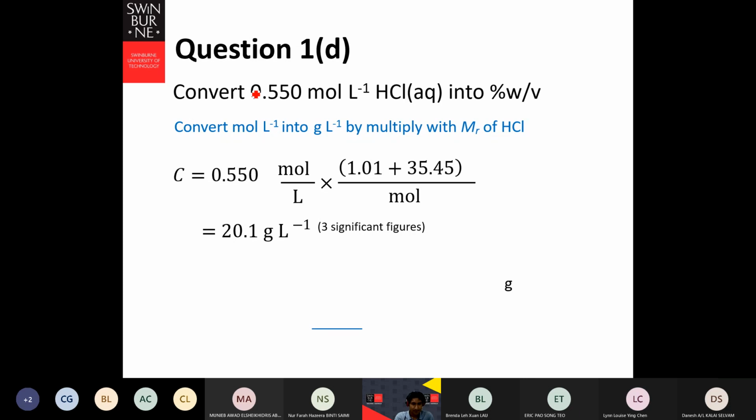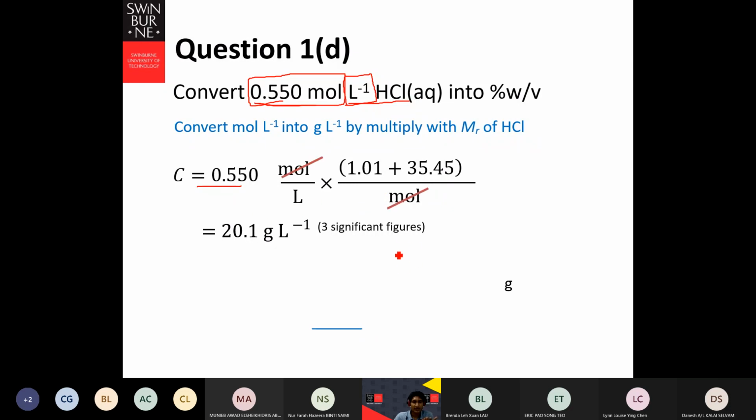Question 1D says convert 0.55 mole per liter of HCl into weight by volume percentage. Now, per liter, it's already in volume, right? What we have to do is convert this 0.55 mole of HCl, since it is in liter, that's what I'm saying, that it is already in volume. But this number of moles of HCl, we have to convert it to gram. So 0.55 mole per liter of HCl means how many gram?